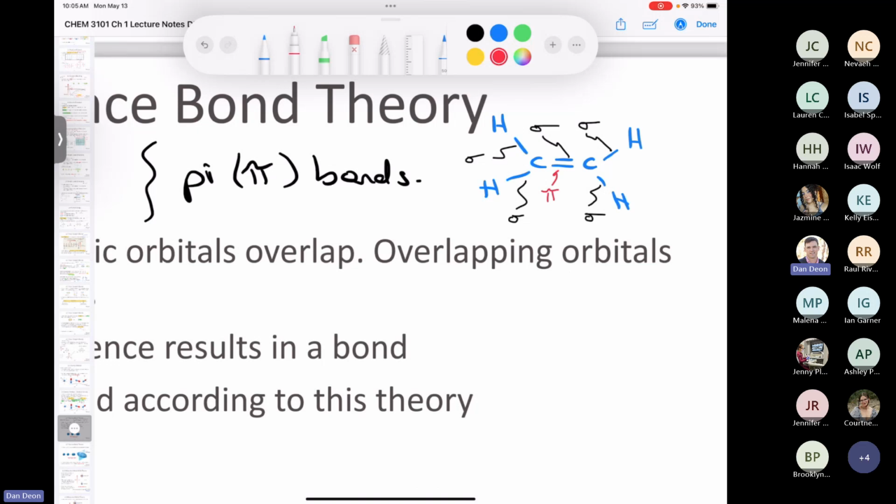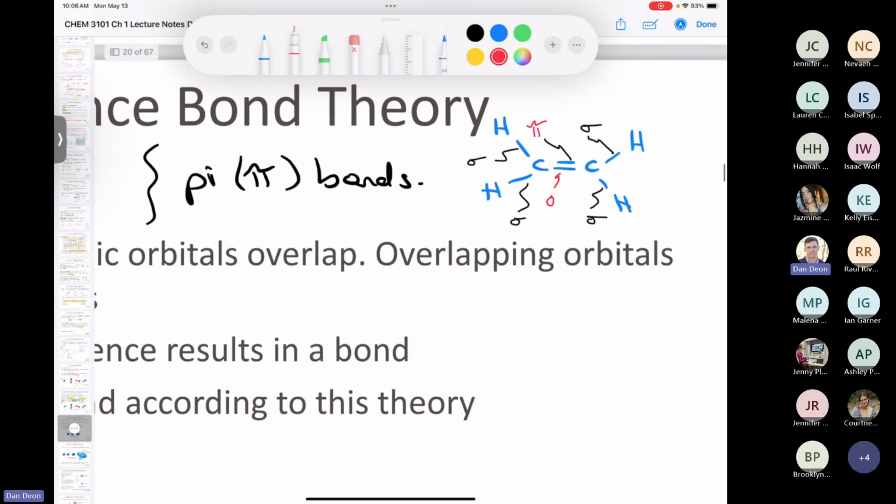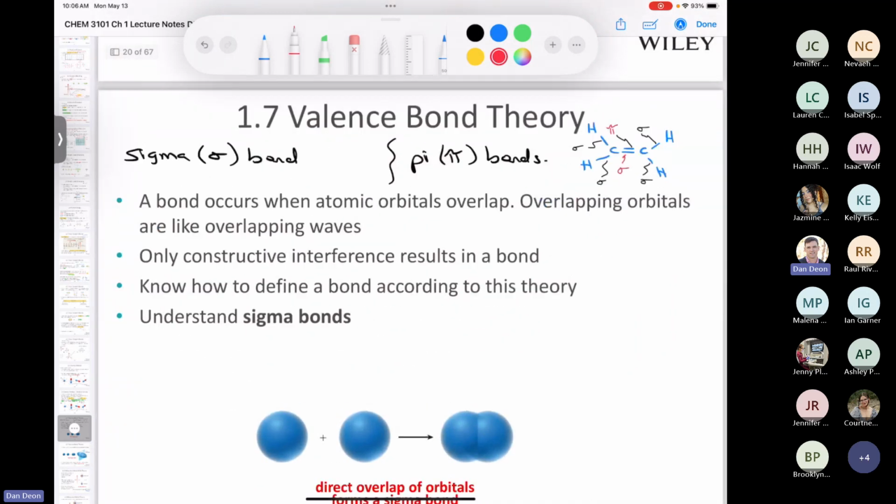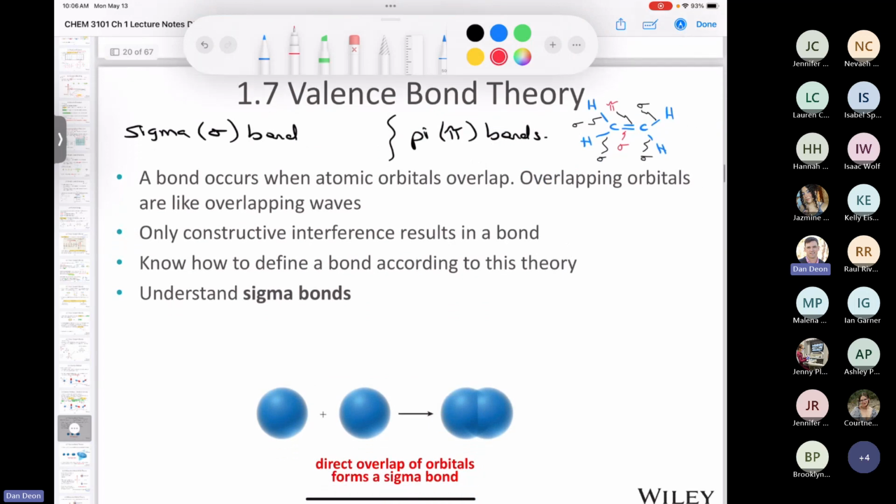There's always somebody who raises their hand and says, well, would it matter if I put the pi on the top and the sigma on the bottom? No, it doesn't matter. You could say this one's the pi, this one's the sigma, but repeat, the first bond between two atoms is a sigma bond. The second bond is a pi bond. Now, what we're going to focus on in this section is sigma bonds, okay?